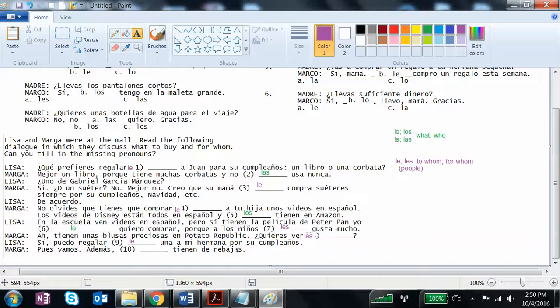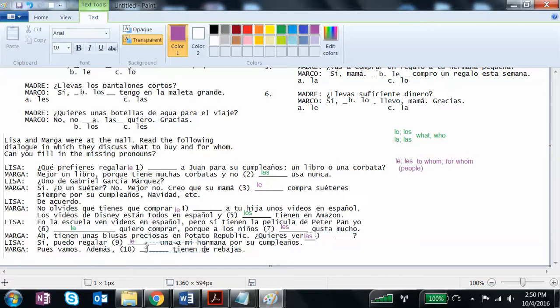Pues vamos, además, las tienen de rebajas, and they're talking about the blouses again. So let's go, furthermore, they're on sale. So you would put las because it's the it.